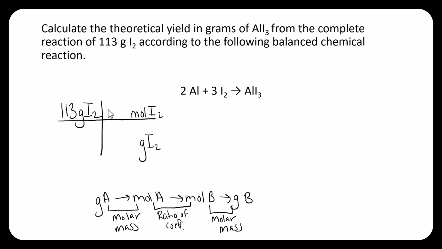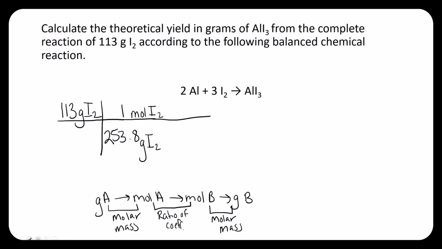That's pretty easy. So in 1 mole of iodine, let me grab the periodic table. In 1 mole of iodine, we're going to take the molar mass, which is 126.904, multiply it by 2. So the molar mass is 253.8.